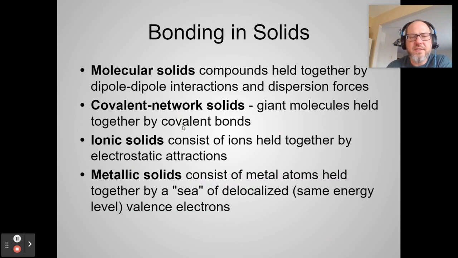And so in solids, you can have molecular solids. Molecular solids are held together by the London dispersion forces and the dipole-dipole attractions, right? They're intermolecular forces that are keeping them together. When you have a covalent network solid, though, it's different. They are actually held together by covalent bonds.